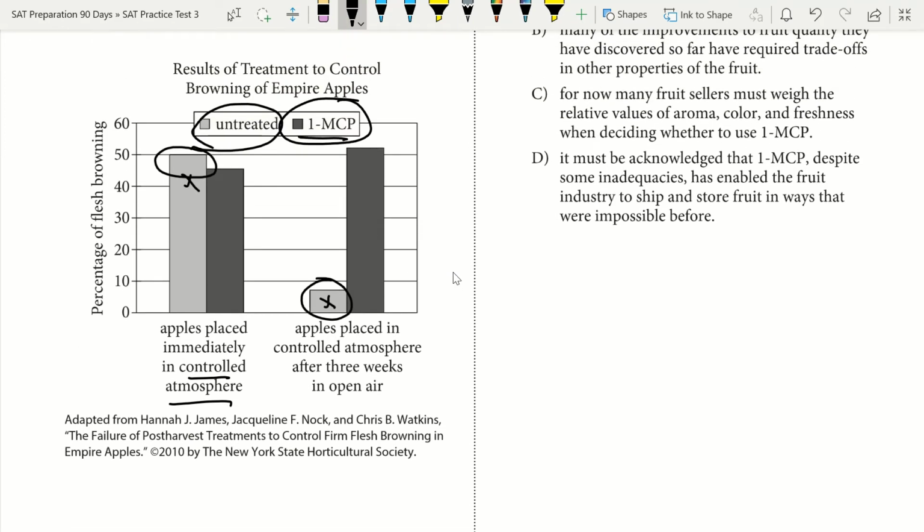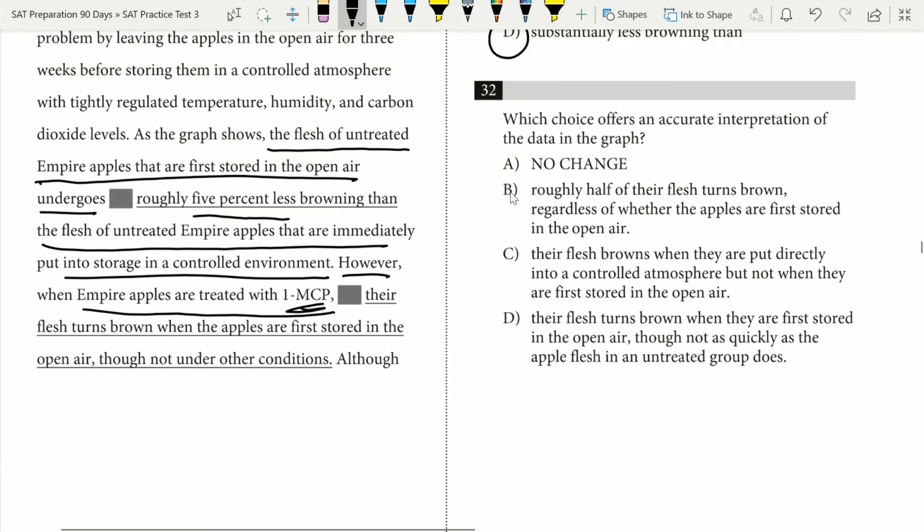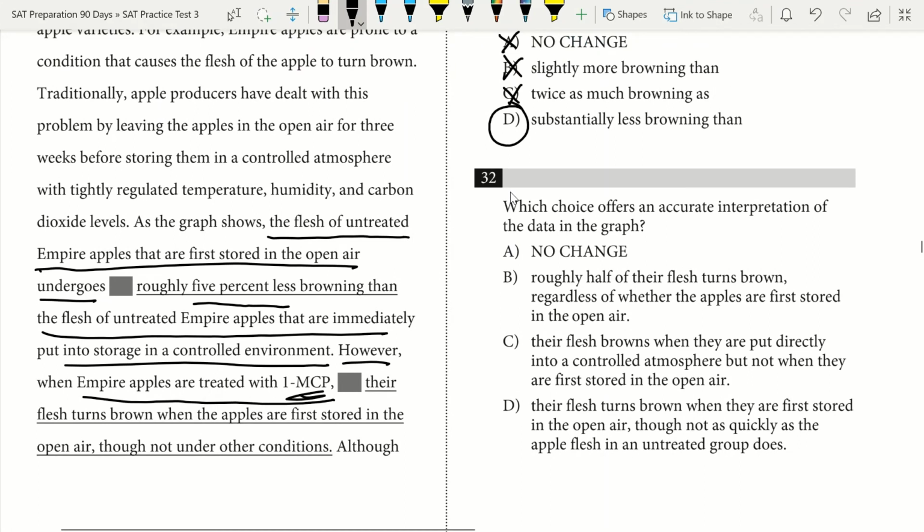So now that they're treated with 1-MCP, we see that they're both very close to that 50% browning. So there's not very big of a difference. There's a slight edge in those that are placed in controlled atmosphere after 3 weeks. So we can use that to find our answer here. So we have option A, their flesh turns brown when the apples are first stored in the open air, though not under other conditions. Well, they do turn brown under both conditions, so A is incorrect.